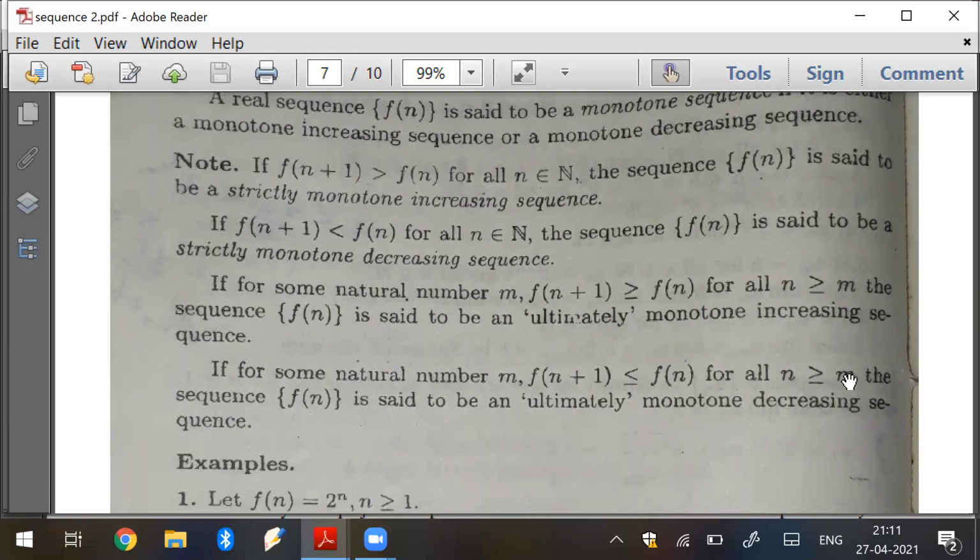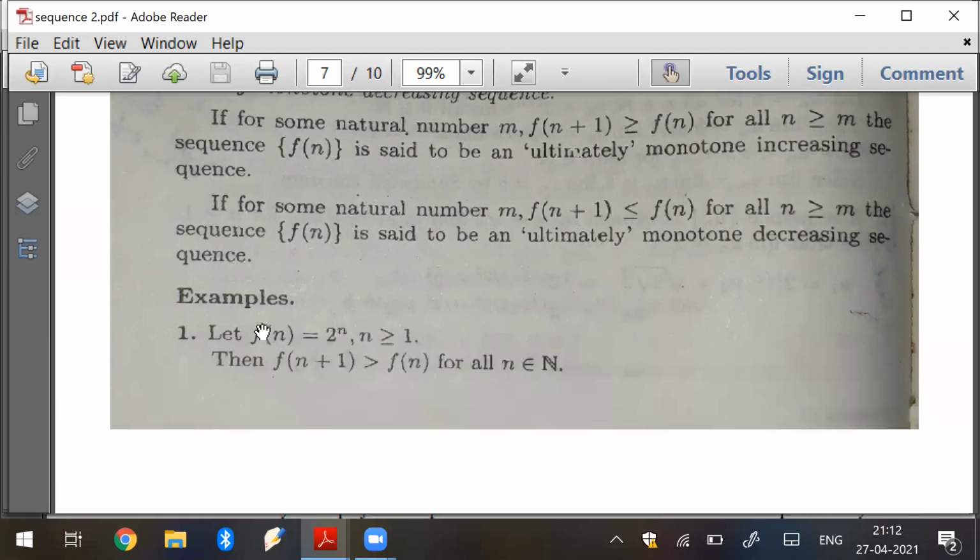Again, if you cross some barrier of the natural numbers, this is holding true for any n greater than or equal to m. But below m, I cannot say whether it is holding true or not. Then they are provided with f of n equal to 2 to the power n. As I said, just simply see, f of n plus 1 is what? 2 to the power n plus 1. But 2 to the power n plus 1 is greater than 2 to the power n for any n you take. Okay? Any natural number you take. So this is a monotone increasing sequence.